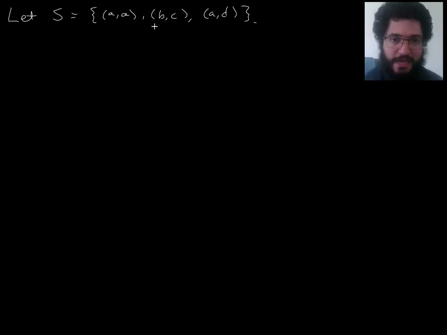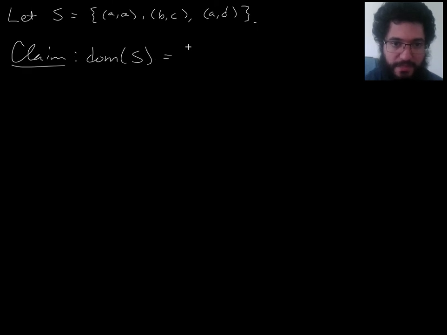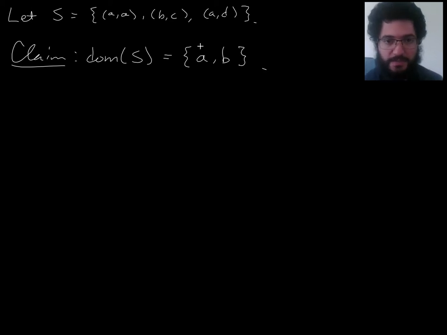So let's suppose that S is this list of 3 pairs, AA, BC, and AD. Then I claim that the domain of S is the set consisting of A, B, and that's it. I don't have to say A again. Of course, it's harmless to say A again, but that doesn't do anything. So I think that this is what I get when I extract the first position of each pair.